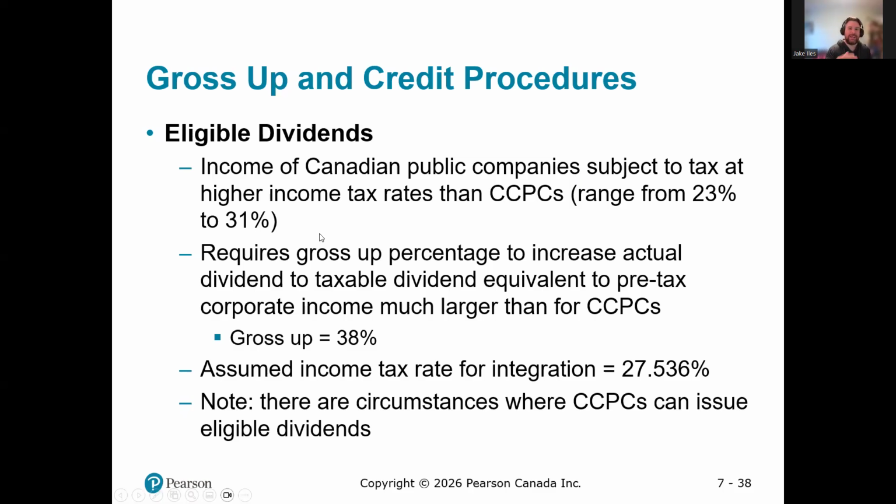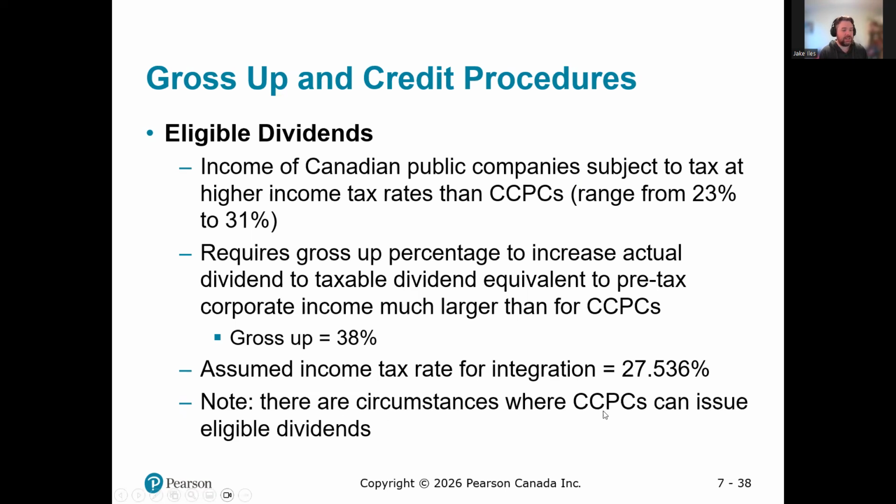So they sort of picked a general midpoint in the range, and that's what they've geared the dividend rules to. So eligible dividends assume a tax rate of 27.5%, and that requires a gross up of 38% to get it back to its original position.